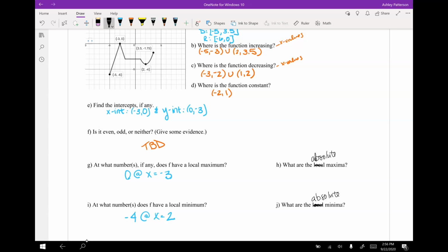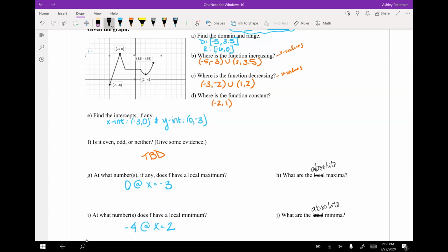So let's look at our one maximum point, this guy. Does our function go past that value? No, that is the absolute maximum because our function does not extend past that point. So we say the absolute maxima is 0 at x equals -3. It's okay to have the local and the absolute be the same. In fact, they will be.